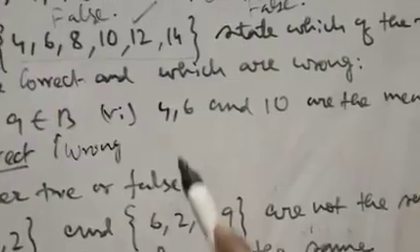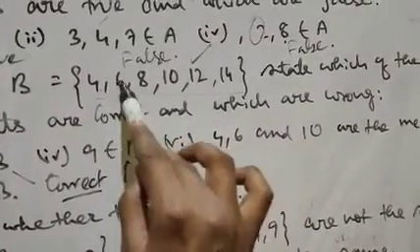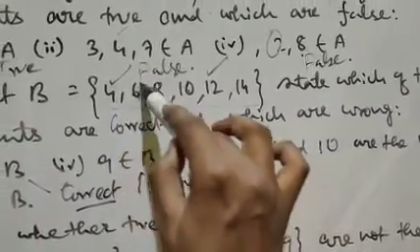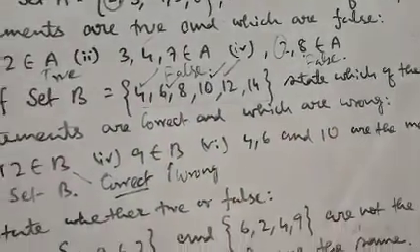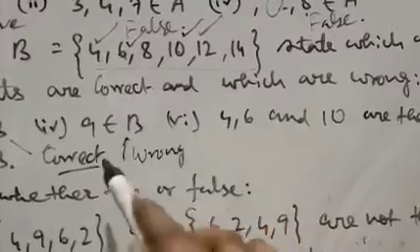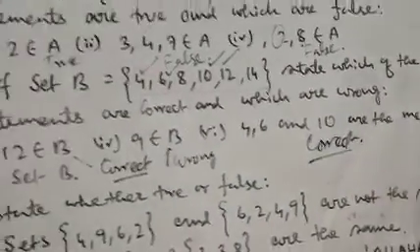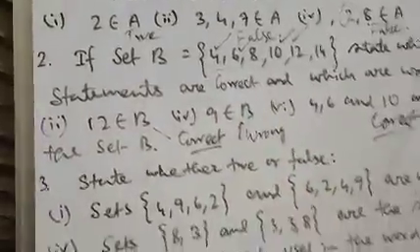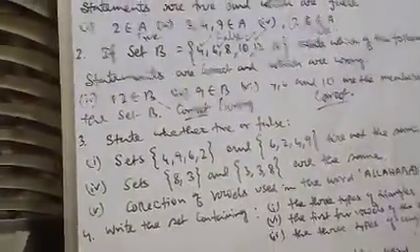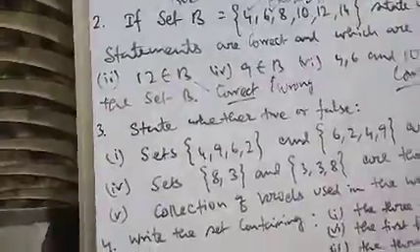Next, question number 6. 4, 6, 10 are the members of the set B. So 3 numbers are there, 4, 6 and 10. Therefore the statement is correct. It is correct because the 3 numbers 4, 6 and 10 are exactly in the set B. So they are the members of set B. So the answer is correct.